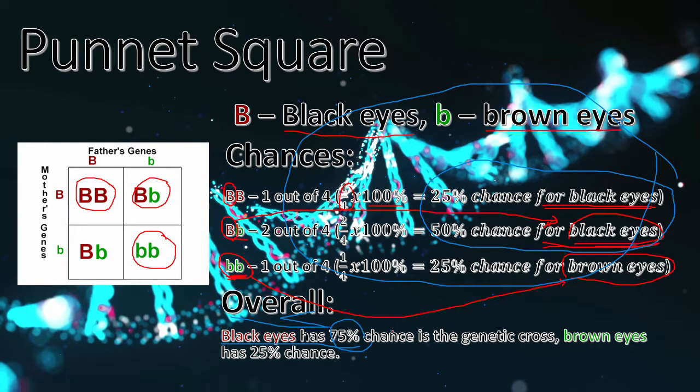Okay, 75% of having your child as a black-eyed in the genetic cross. On the other hand, there's only 25% chance for a brown eyes to come out in the genetic cross. So this is how it's going to work.